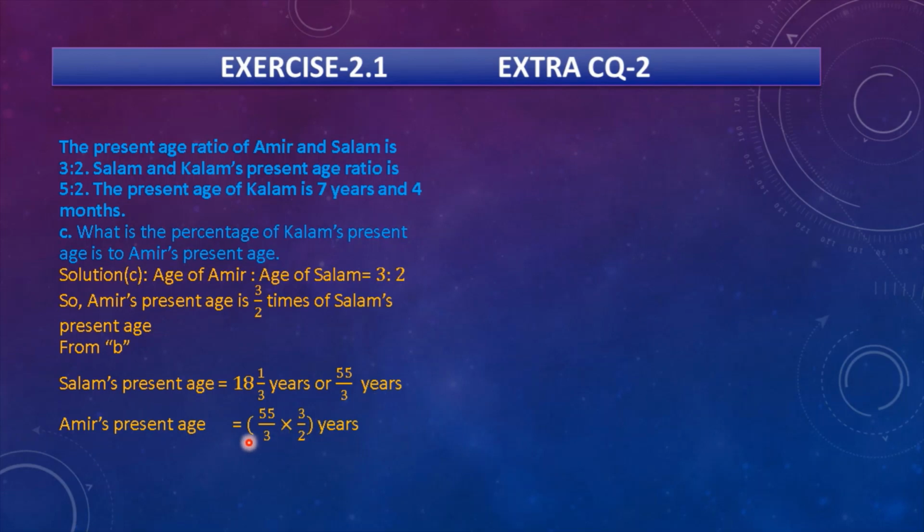Amir's present age equals 55 divided by 3 multiplied by 3 divided by 2, because here you can see Amir's present age is 3 by 2 times Salam's present age. "Times" means multiplication, so we multiply like this, and if we reduce 3 by 3, we get 55 divided by 2 years. Now Kalam's present age is 7 years 4 months.